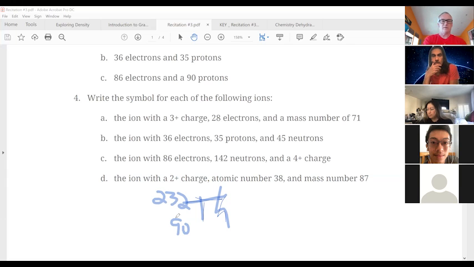So that's our atomic number, sorry, atomic mass, atomic number. Where do we put the charge?